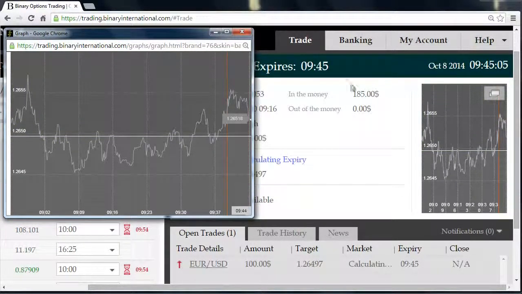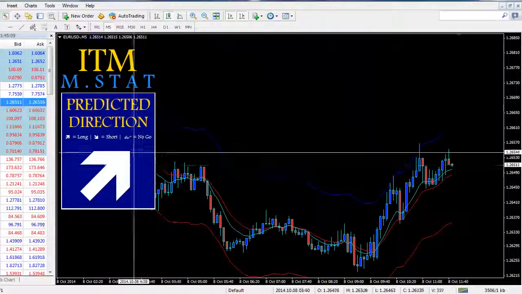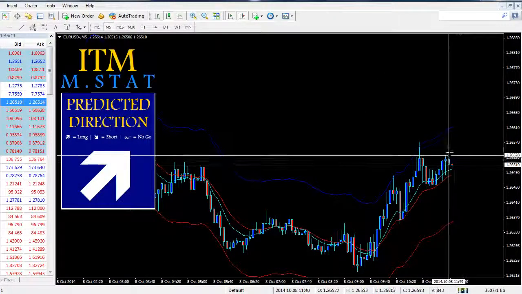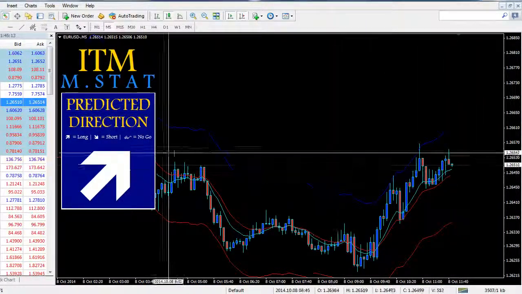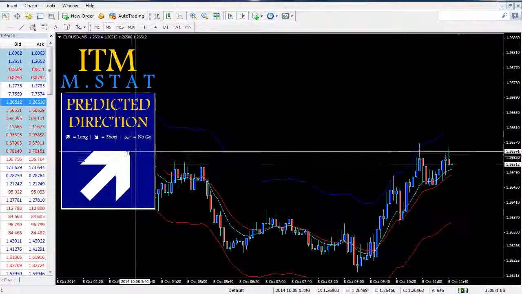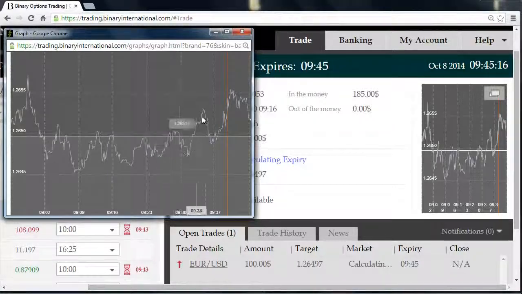So once this trade completes expiry, we'll continue on for at least another trade, and as long as the predicted direction is the same or the reverse, as long as price is just at or above the crossover EMAs on your MStat chart, we are in a position to take another trade. So we're going to wait for this trade to complete calculation of expiry.